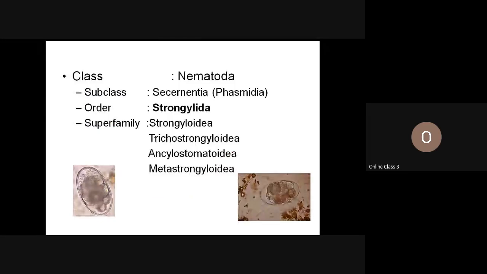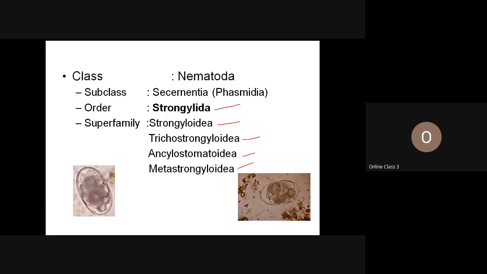Okay, so the next one is the parasites under Strongylida. Most of the tropical animal production is hampered by this group of parasites. Most of our focus also will be on these four superfamilies: Strongyloidea, Trichostrongyloidea, Metastrongyloidea, and Ancylostomatoidea.